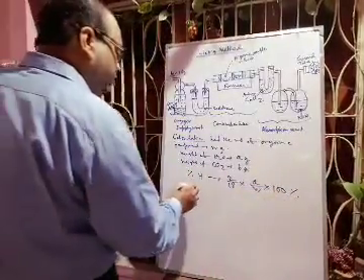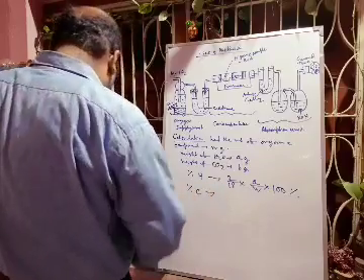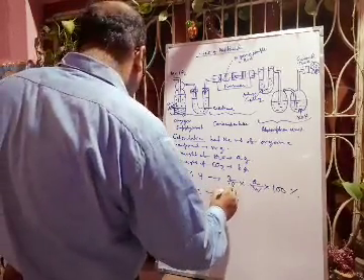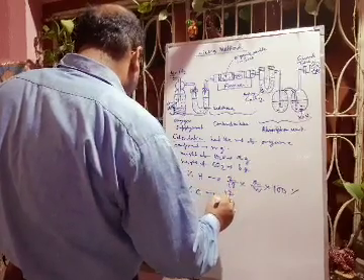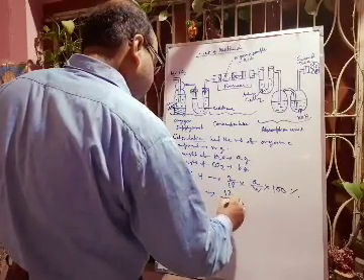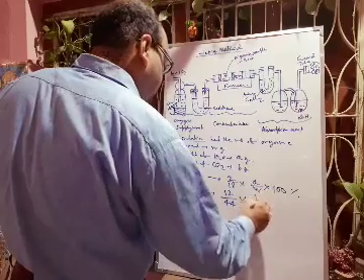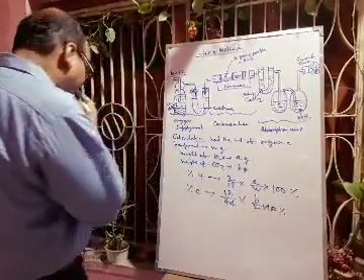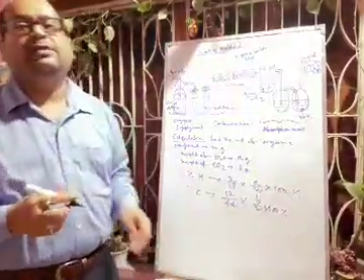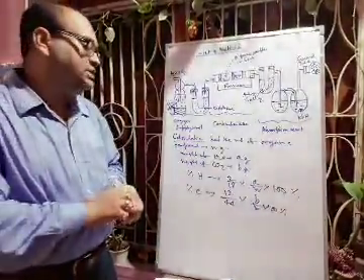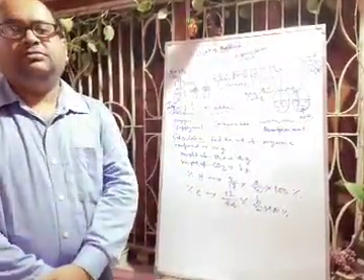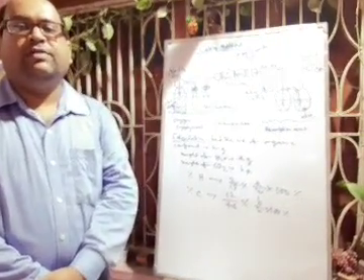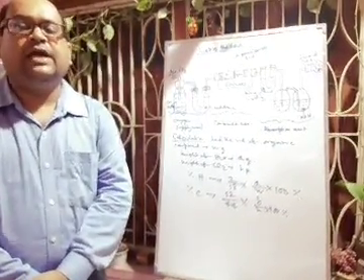And in the same way you can also calculate the percentage of carbon. That will be 12 by 44 into B by W into 100%. So in this way you can easily calculate the percentage of carbon and hydrogen. And this method is suitable for the estimation of an organic compound that contains carbon and hydrogen only.